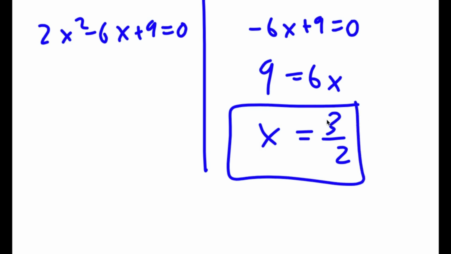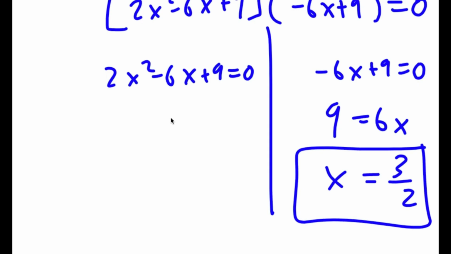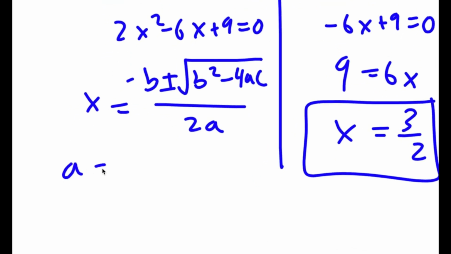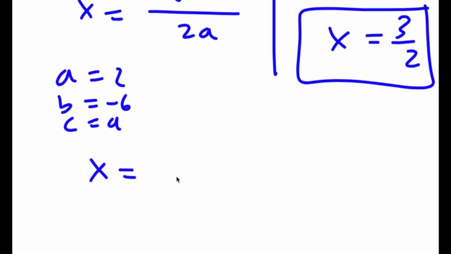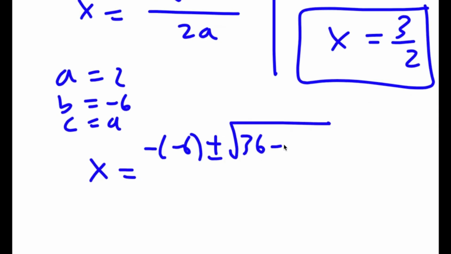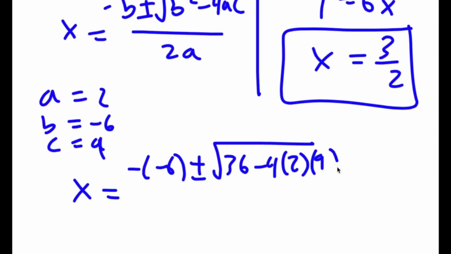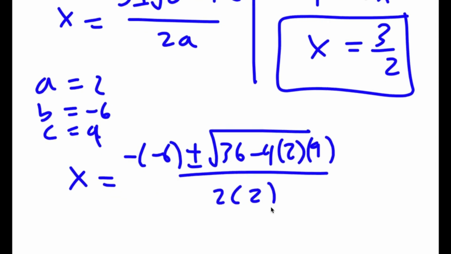Now for 2x² − 6x + 9, I have to use the quadratic formula, which is negative b plus or minus the square root of b² − 4ac, all over 2a. So in this case, a is 2, b is negative 6, and c is 9. So I get x is equal to negative of negative 6 plus or minus the square root of (−6)², which is 36, minus 4 times a, which is 2, times c, which is 9, all over 2a, so 2 times 2.